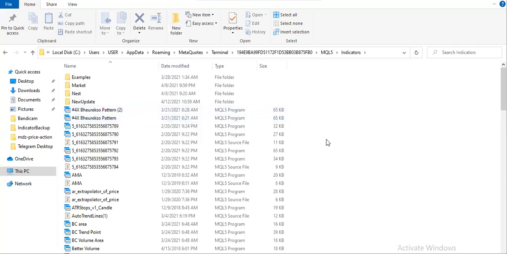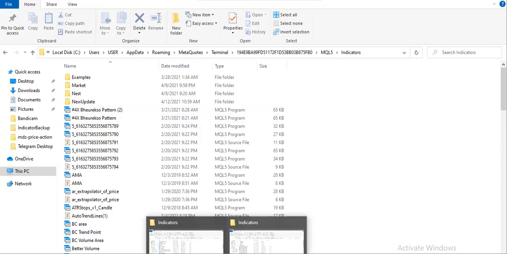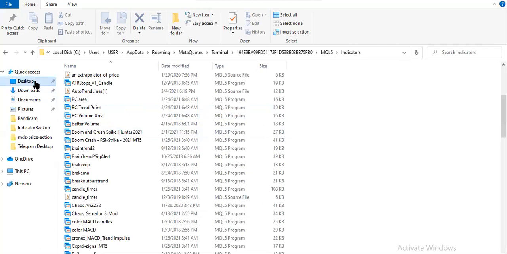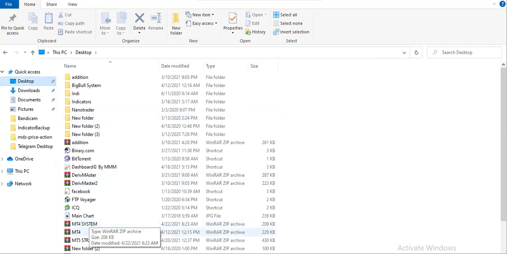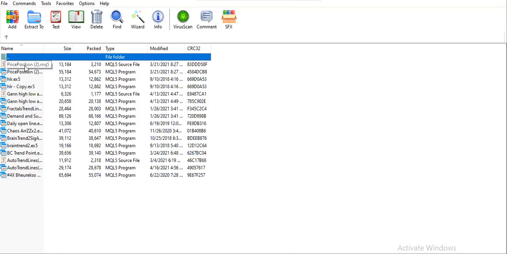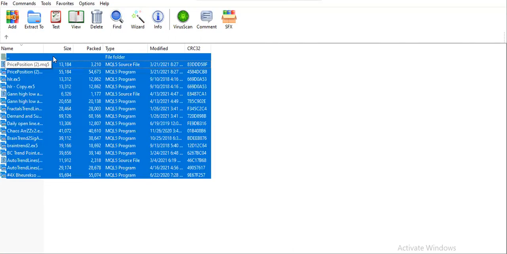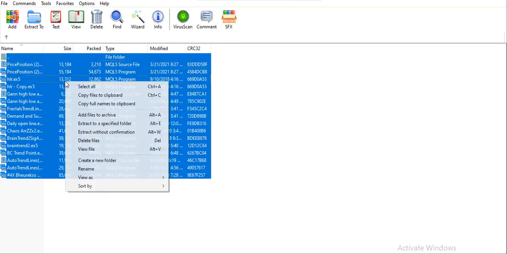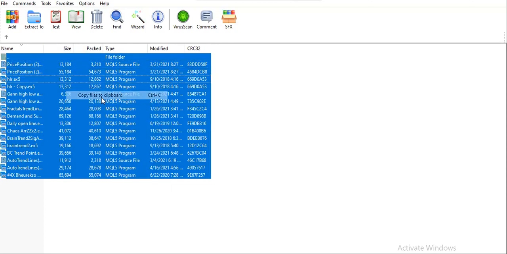So the file I sent to you, you're going to copy it and put all the files here. I already did mine, so I don't need to do it again, but let me show you. The file is here, it's the MT5 strategy. So you're going to need to unzip the file. Once you have an unzipped file, you can also copy and say copy to clipboard. All right, so we've copied that.